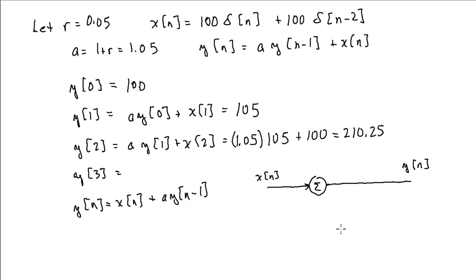and I'll represent a delay here with just a D operator. So this takes as input y of n and produces as output y of n minus 1. I also have to multiply that by a. I'll just show that next to a little arrowhead here, and then these two are summed together. So we can see that this block diagram is a representation of this particular equation.